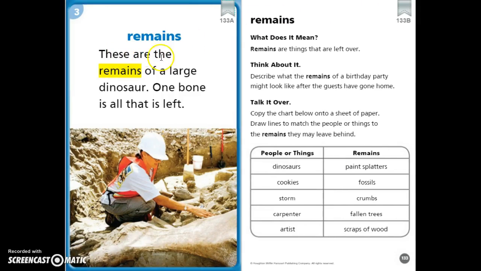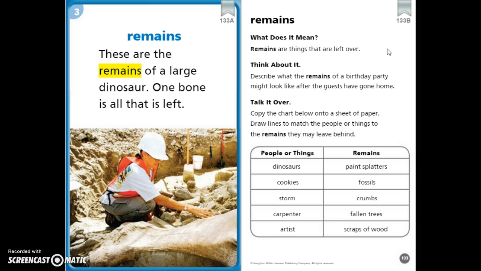Remains. These are the remains of a large dinosaur. One bone is all that is left. What does it mean? Remains are things that are left over. Here's your think about it. Describe what the remains of a birthday party might look like after the guests have gone home. Discuss this with your learning adult.